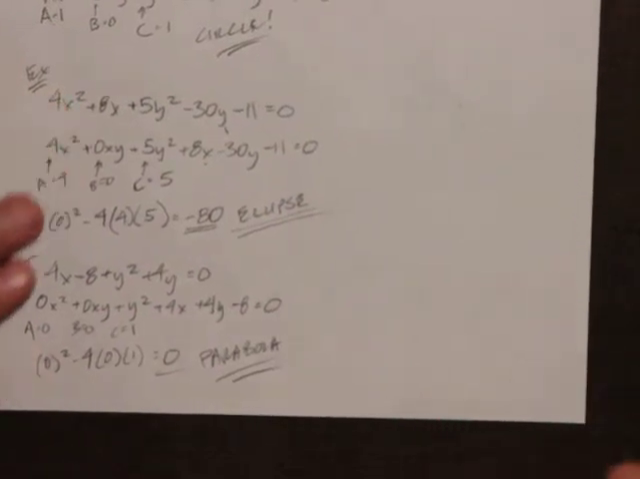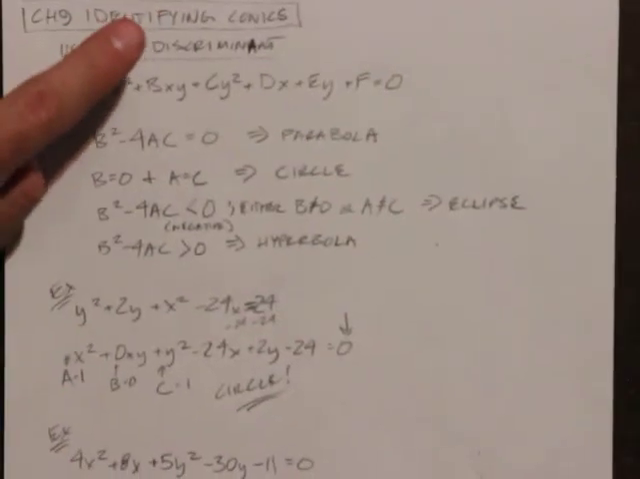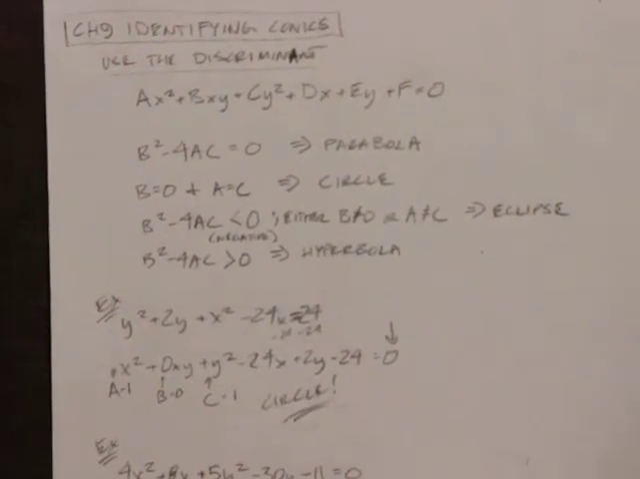All right, that's how to identify a conic using the discriminant. Now let's identify a conic using standard forms of these.